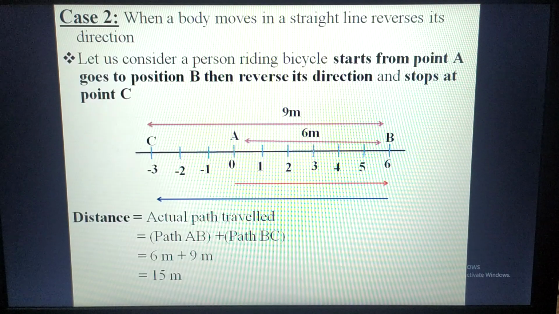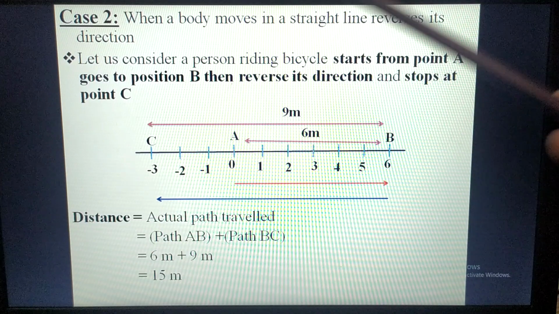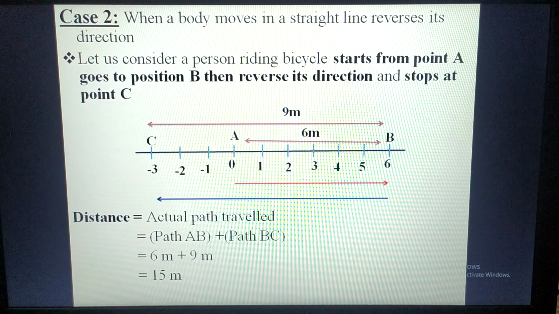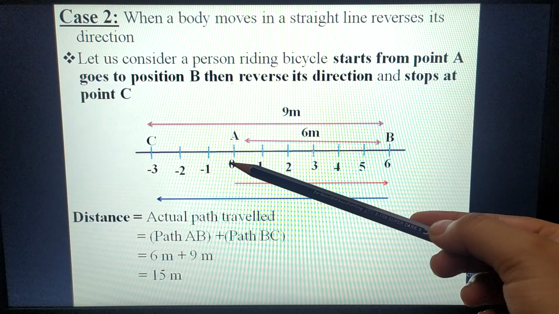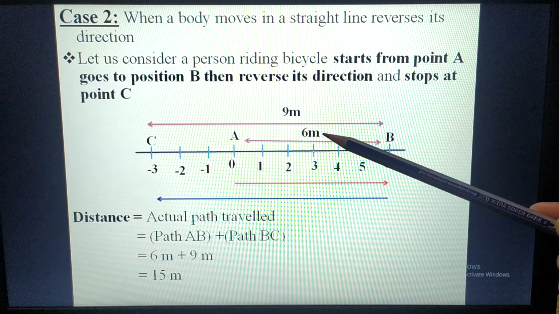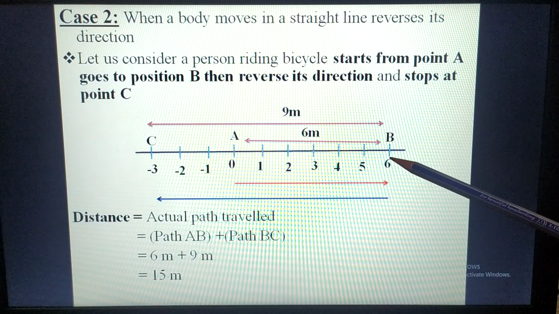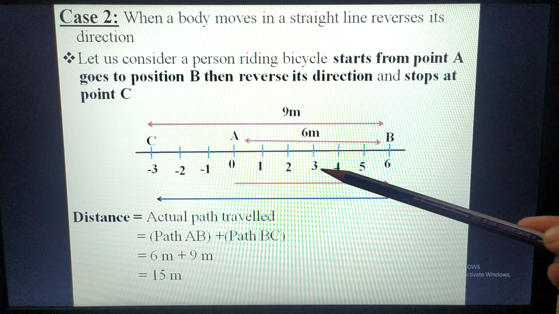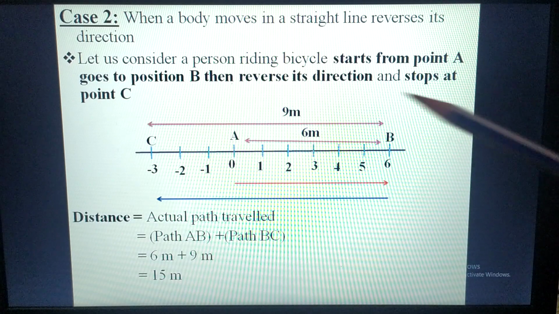Now I'll talk about another case, when a body moves in a straight line, but now it reverses its direction. How? Let's consider an example. A person riding a bicycle starts from point A, which is the starting point, 0, and goes to point B, right? And then after reaching B, he reverses his direction, right? And where does he stop? At point C.